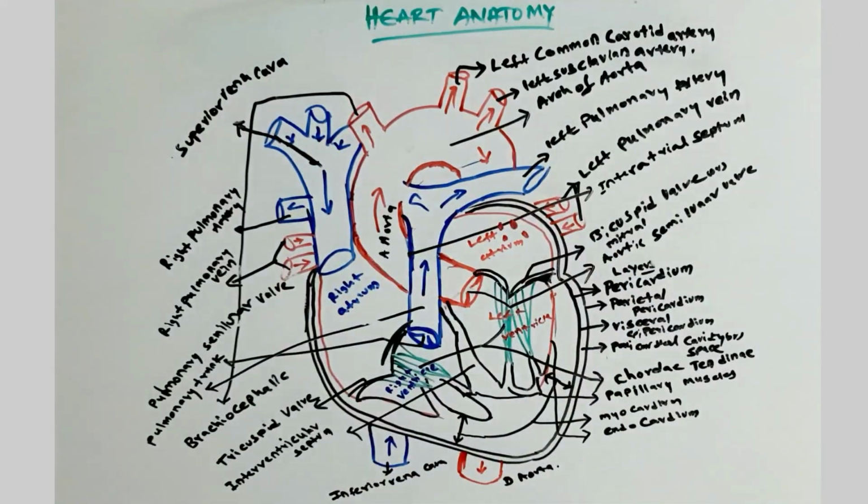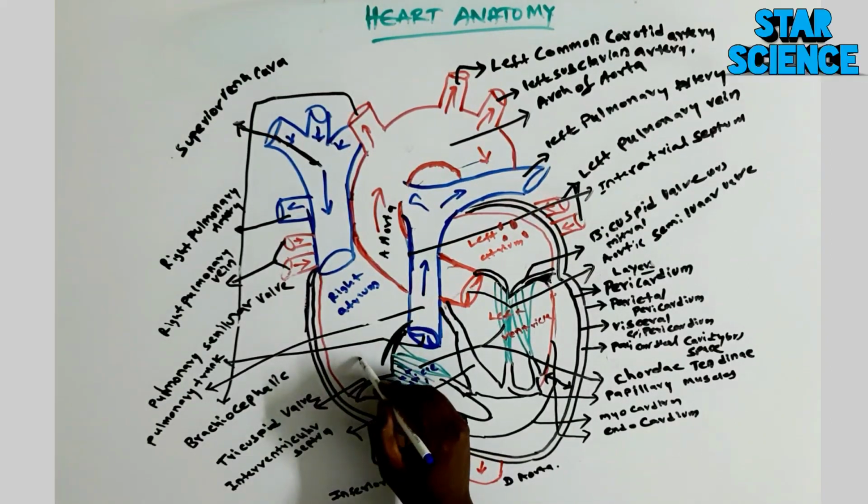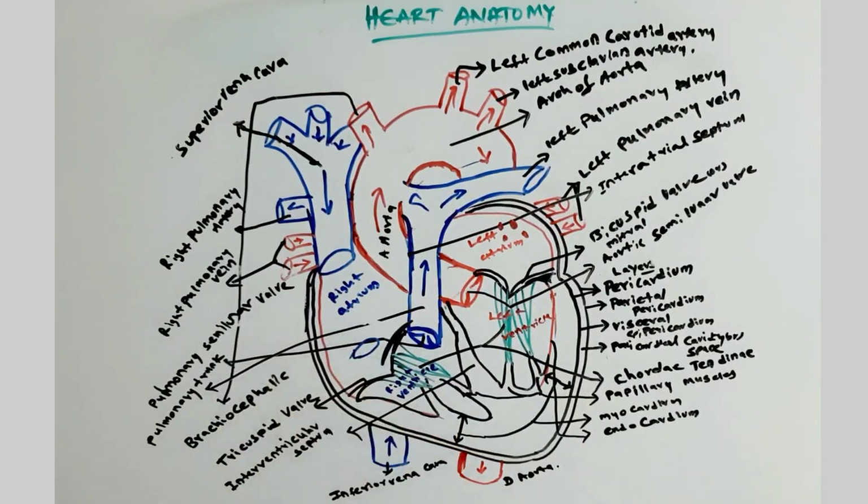Now I have given four dots on the left atrium. These are nothing but the pulmonary veins. Now I am showing you the opening of our inferior vena cava into the right atrium. So this is how the parts of our heart are laid out. You have to remember all those parts.